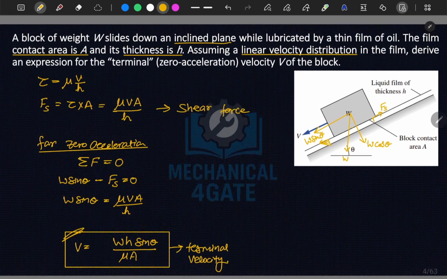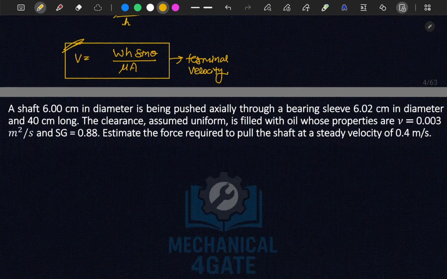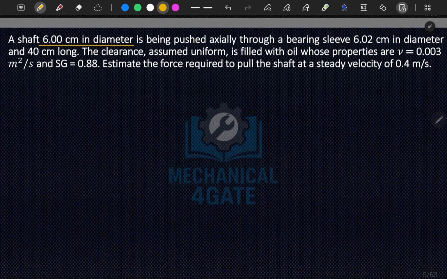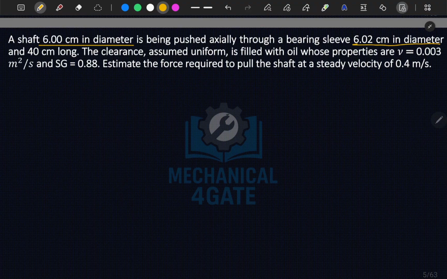I hope you understood this question well. Now we will move into our next question. In this question it is mentioned that a shaft of 6 centimeter in diameter is being pushed axially through a bearing sleeve of 6.02 centimeter in diameter. So we have a bearing sleeve. Let's say this is your bearing sleeve here.